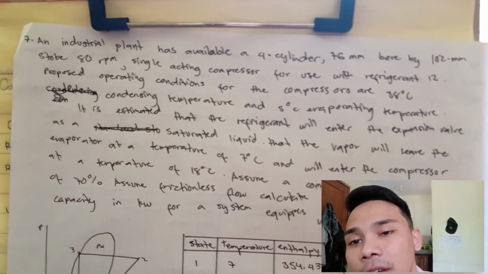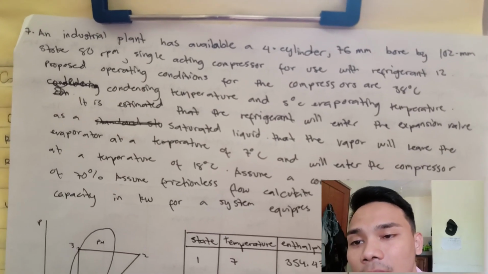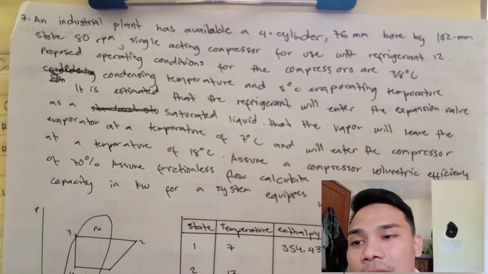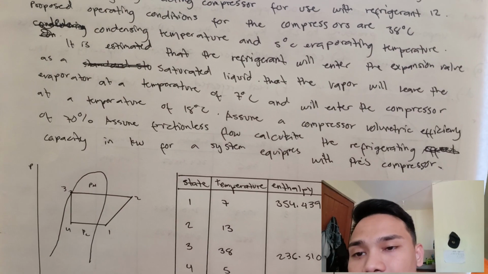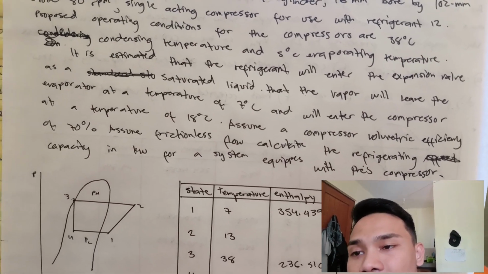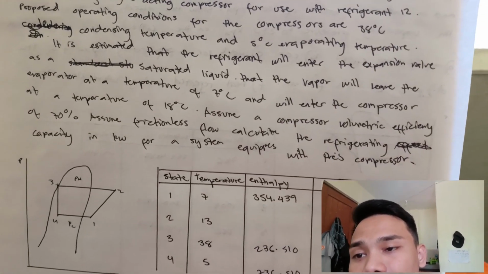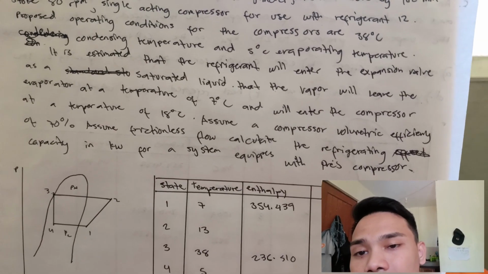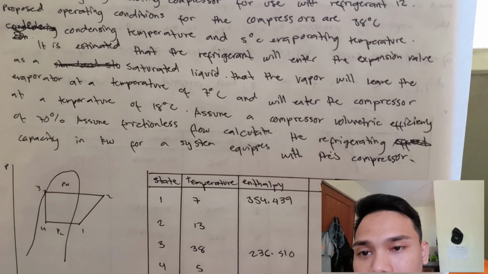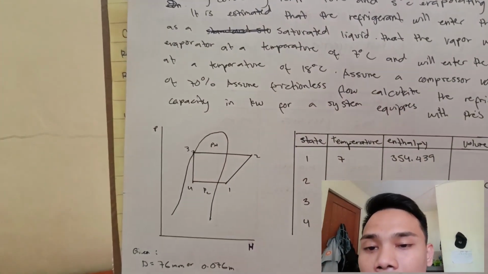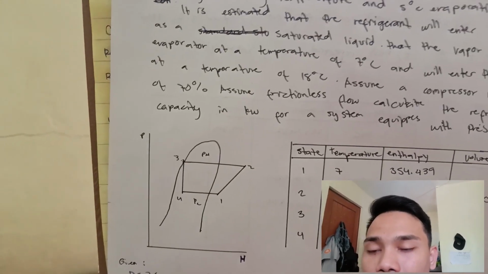Proposed operating conditions for the compressor are 38 degrees Celsius condensing temperature and 5 degrees Celsius evaporating temperature. It is estimated that the refrigerant will enter the expansion valve as a saturated liquid, that the vapor will leave the evaporator at a temperature of 7 degrees Celsius, with a volumetric efficiency of 70%. Assume frictionless flow. Calculate the refrigerating capacity in kilowatts for a system equipped with this compressor. So what we are looking for here is the refrigerating capacity.